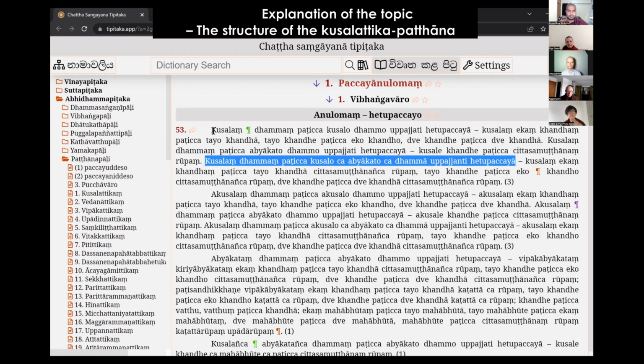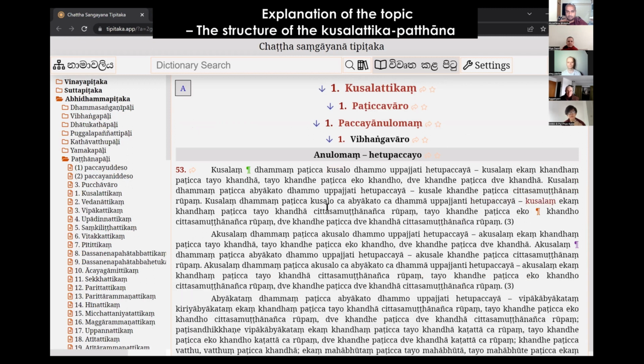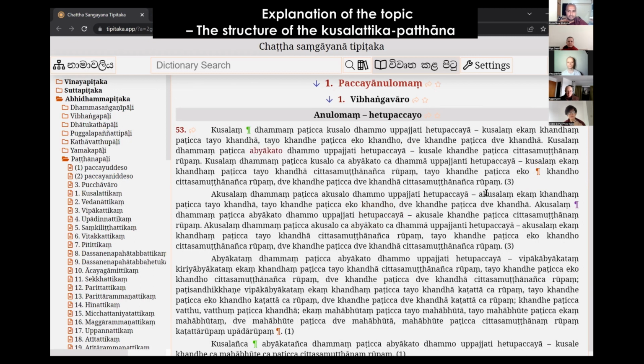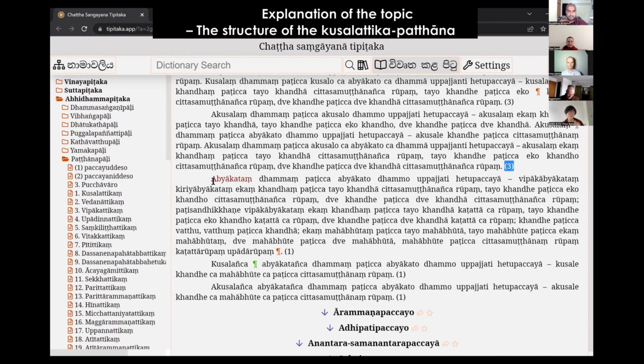Now we see here three relationships: kusala, then kusala and abhyakata, and the third one is shown as kusala and kusala abhyakata. So how many relationships do we see here? It's three, right? Moving to the akusala, it shows another three. So we are looking at 6. And the third one is abhyakatan dhammam paticca abhyakato dhammo uppajjati hetupaccaya. This is another relationship. It's only one relationship, the abhyakata relationship, right? So we are looking at 3, 6, and including this one, 7.